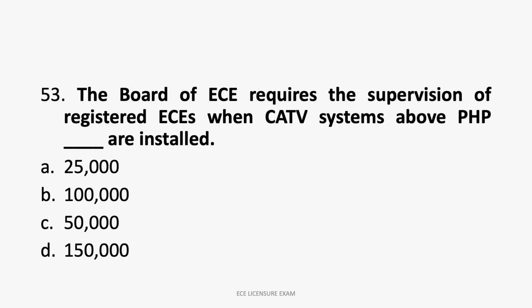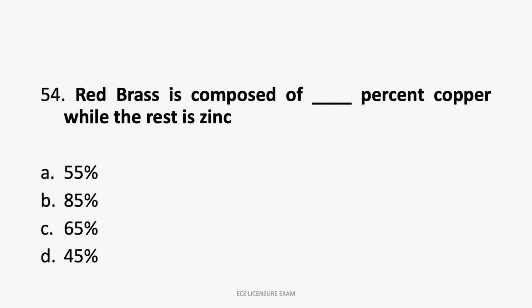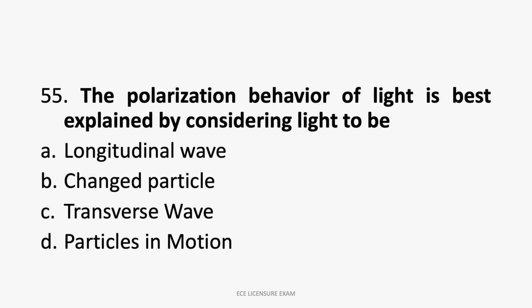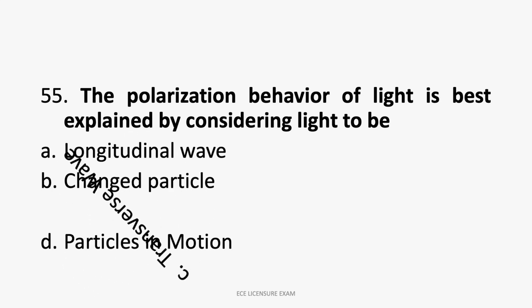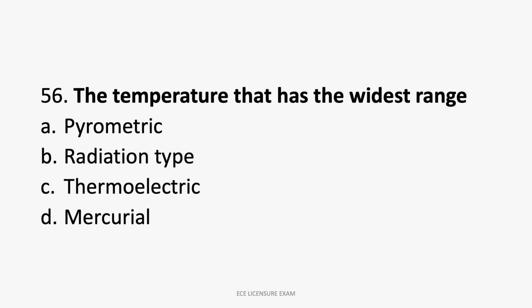The Board of ECE requires the supervision of registered ECEs when CATV systems above blank pesos are installed. 25,000. Red brass is composed of blank % copper while the rest is zinc. 85%. The polarization behavior of light is best explained by considering light to be transverse wave. The temperature that has the widest range. Thermoelectric.